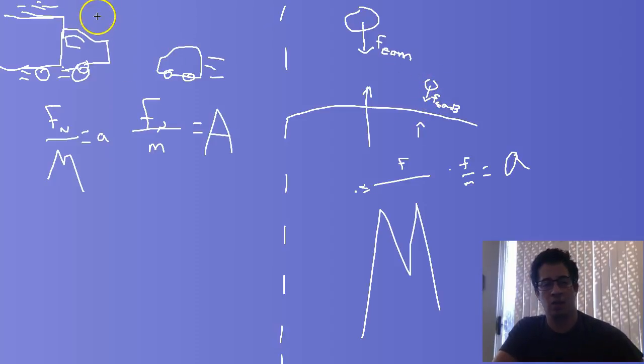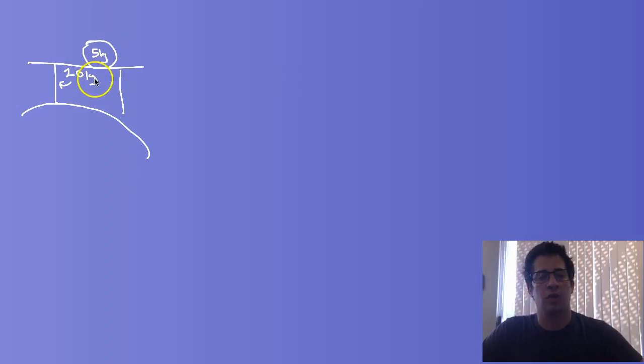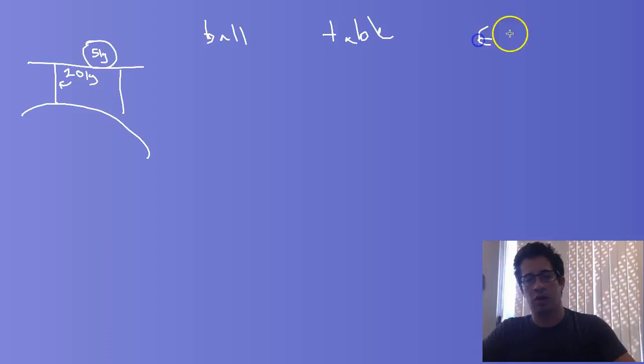Okay, the last thing I want to look at is a couple of interactions, just like with the ball sitting on a table. So here we have a scenario where we have a 5 kilogram object sitting on a 20 kilogram table, which is sitting on the Earth. And so what I'm going to do is a free body diagram for each of these three objects. We'll do one for the ball, one for the table, and one for the Earth.